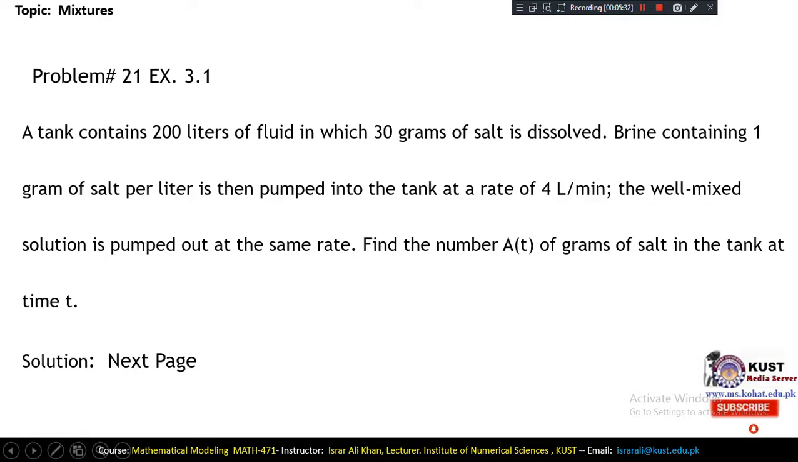Meaning a solution is pumped into the tank at a rate of 4 liters per minute and every liter contains 1 gram of salt. Then the well mixed solution is pumped out at the same rate. Meaning the rate of inflow and outflow is the same. Find the number A(t) of grams of salt in the tank at time t. We have to find the amount of salt in the tank after time t.